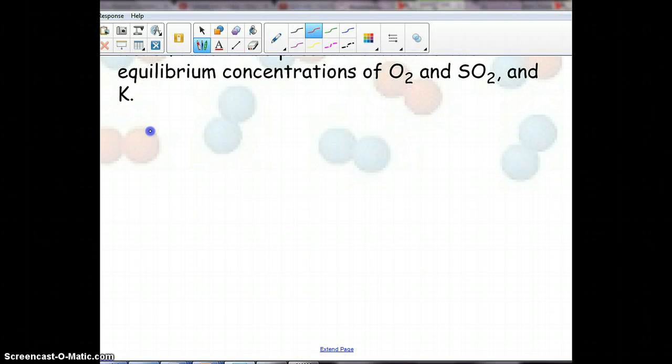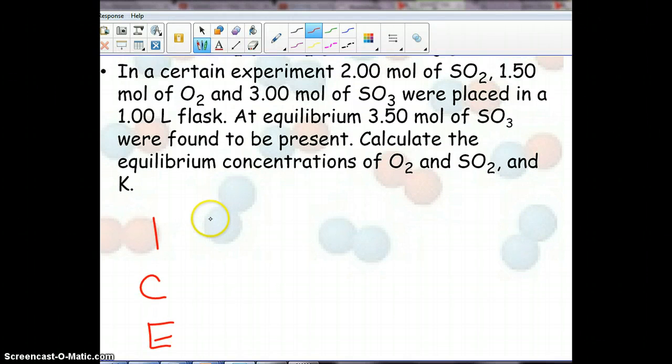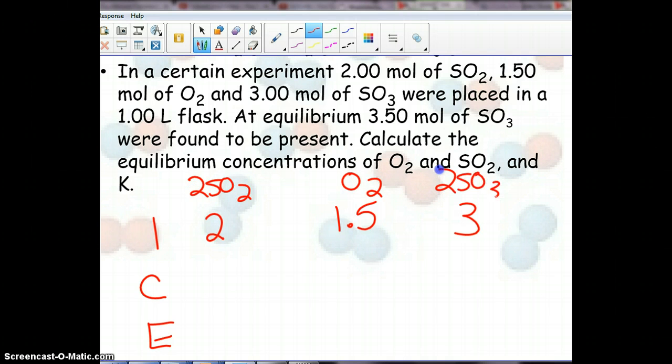So let's go ahead and start making an ICE chart for this one. Okay, so we started with 2 moles of SO2, 1.5 moles of O2, and 3 moles of SO3. Let me go ahead and write these at the top. That way we remember what we are working with in each column. All right. Now, we're also told that we have 3.5 moles of SO3 at equilibrium. Okay, so that's our equilibrium value, so you need to put it in your E.